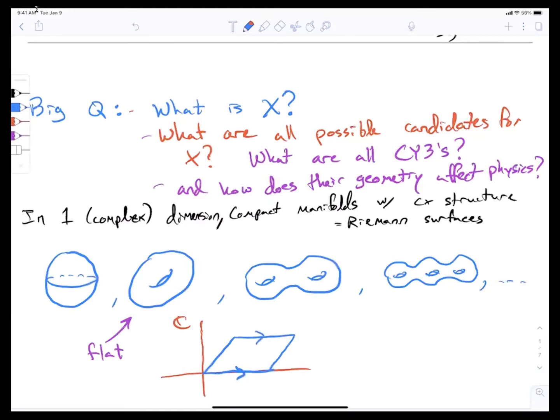So I glue the top and the bottom, and I glue the left and the right sides. And you can see that this object, in some sense, is flat because a small region of it just looks like C, and C is a flat plane, right? And so in 1 dimension, this is the only compact Calabi-Yau. So that's at least a starting place.